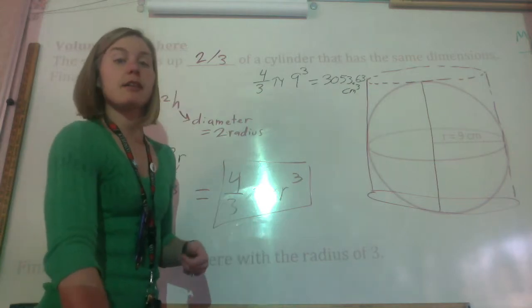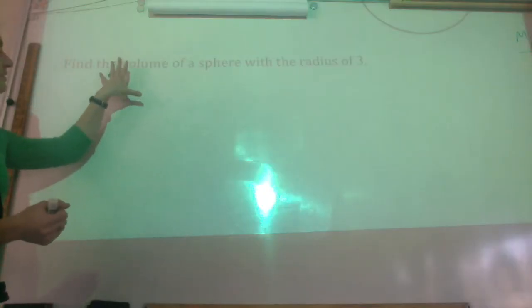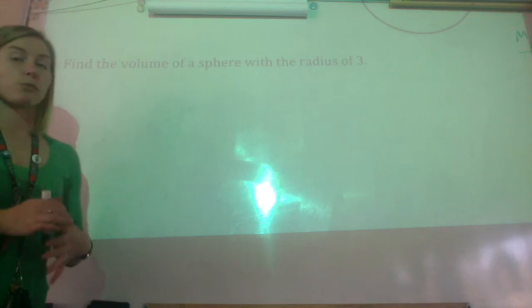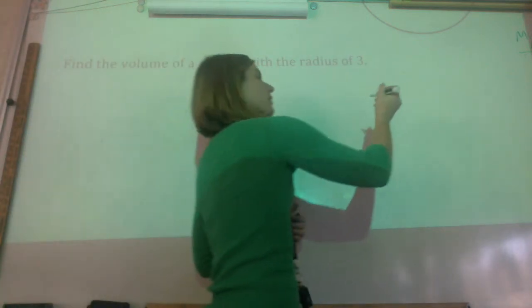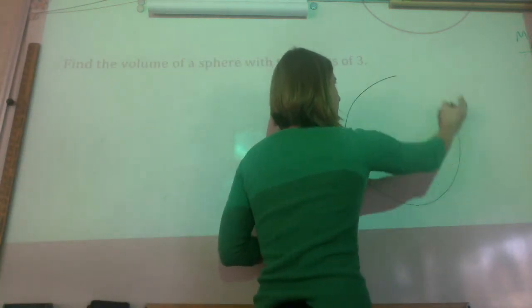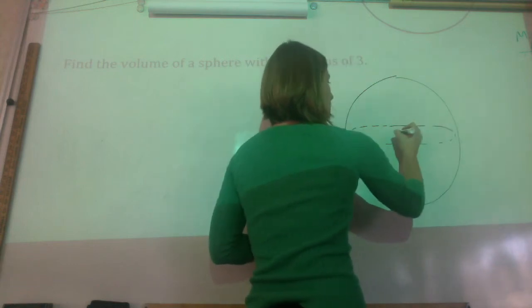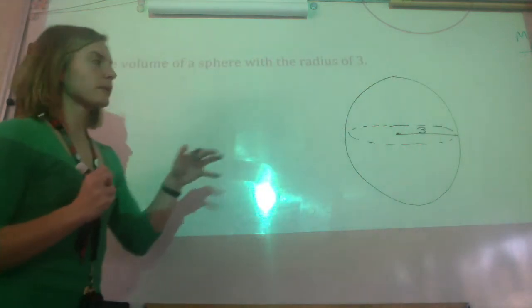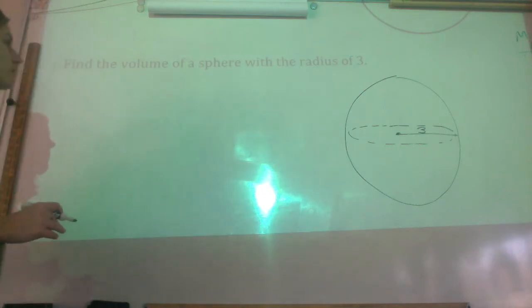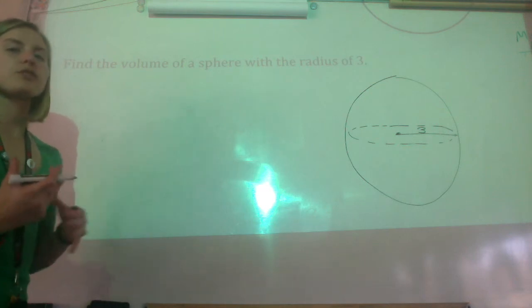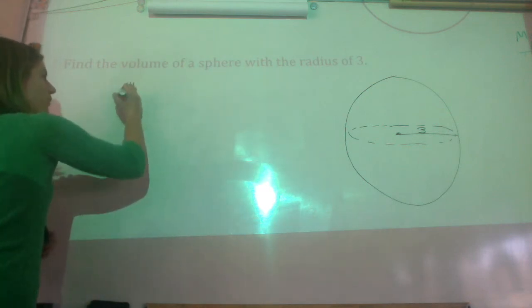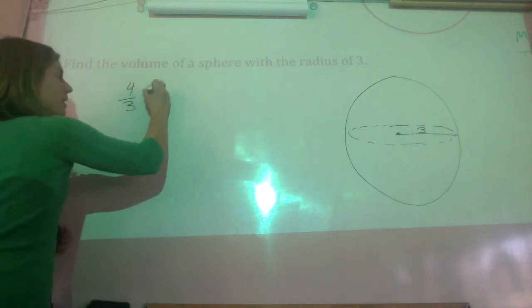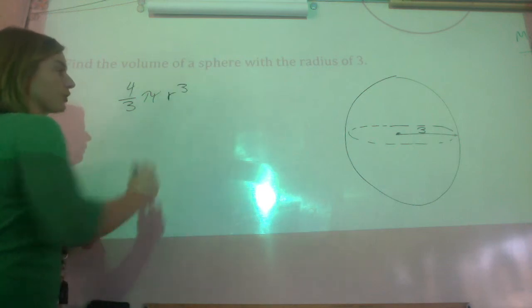So now let's look at another example. So here it's asking us to find the volume of a sphere with a radius of 3. So I like starting with a picture. And we have a radius of 3. So there's my sphere. It's an odd looking sphere, but we'll call it a sphere. And I need to remember my formula. Well, we just found out that the formula was 4/3 times pi times the radius cubed.